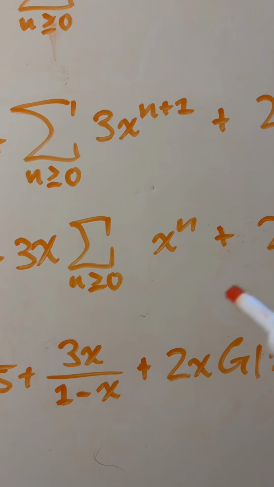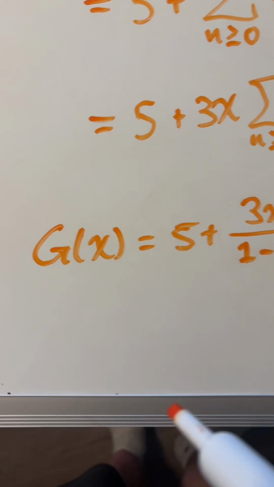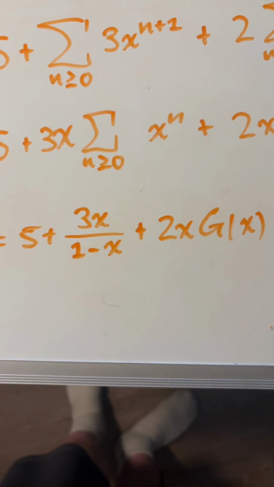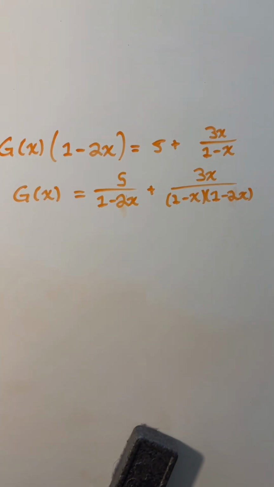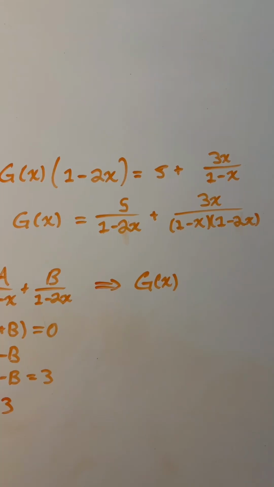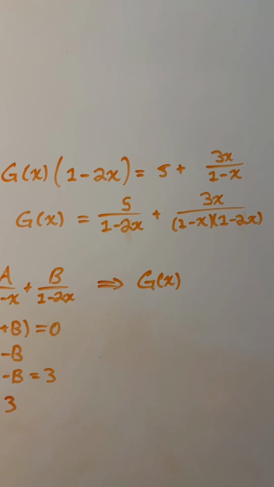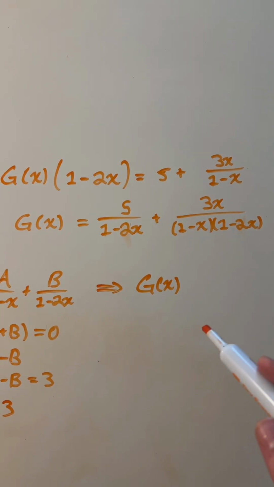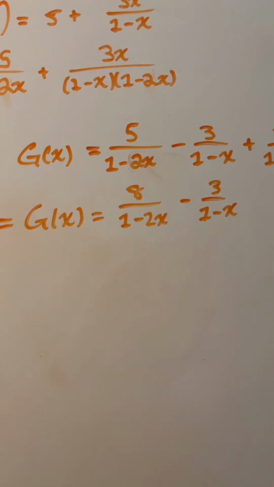Recognizing this sum over x to the n to be a geometric series, we can rewrite our generating function in terms of itself and rational polynomials. We can then use a little bit of algebra to solve for g of x, the generating function. But why would I care at all about this generating function? Well, we need to look at its power series. First, let's do a partial fraction decomposition, and then we'll get a form of g of x which is easy to expand in a power series.